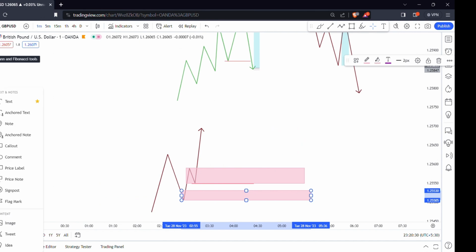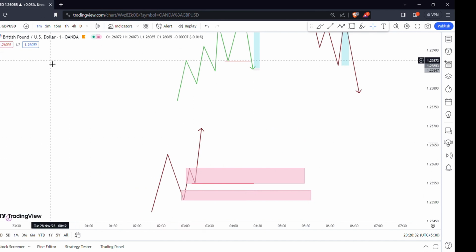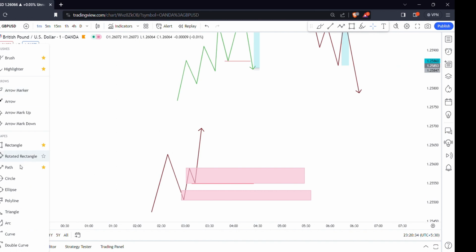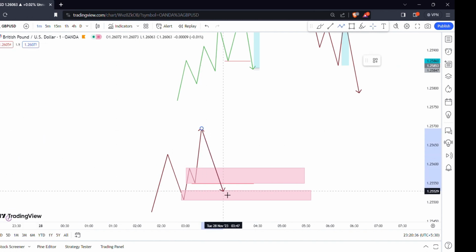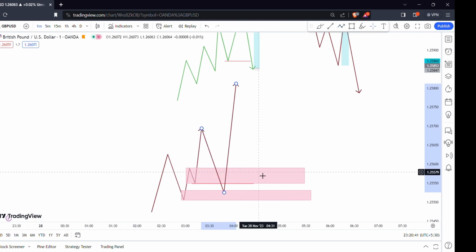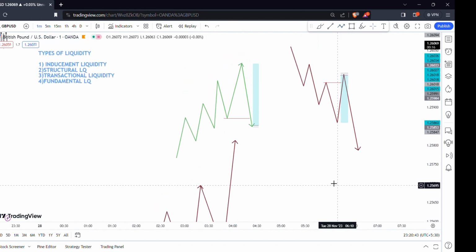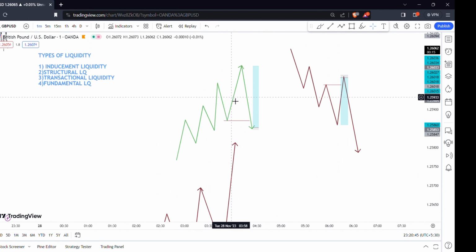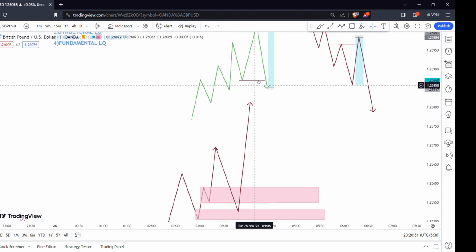Stop funds depend on the pair. If you focus on the GU, the stop funds will be much more. Stop fund mitigation, and the market will go. This is the pattern. Structural liquidity is here, and this is the inducement liquidity. If there is no low before the up move, then it will be 100% inducement liquidity.